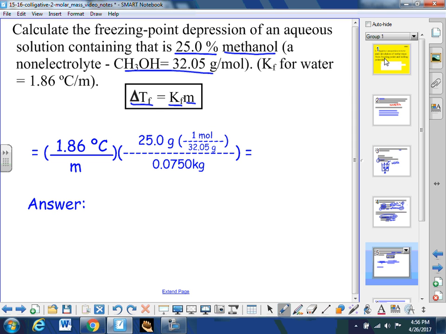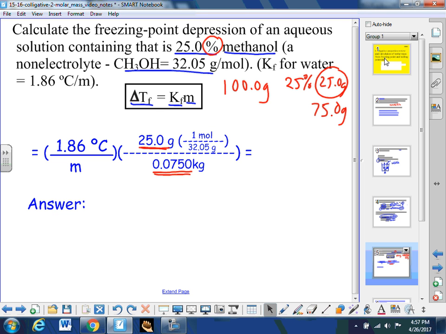Note I have 25 grams of solute and 0.075 kilograms of solvent. Where did those numbers come from? When you're given a percent solution, assume you've got 100.0 grams of the solution, and that then is going to give me in a 25% solution 25.0 grams of the solute. And if I have 25.0 grams of the solute, I must have 75.0 grams of the solvent. And so that's where that number of grams comes from. That's where that number of kilograms comes from.